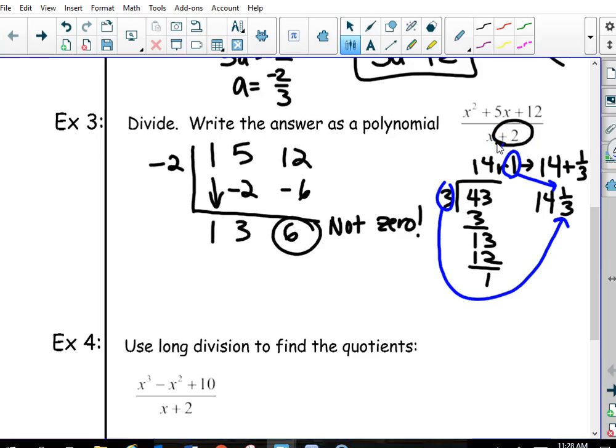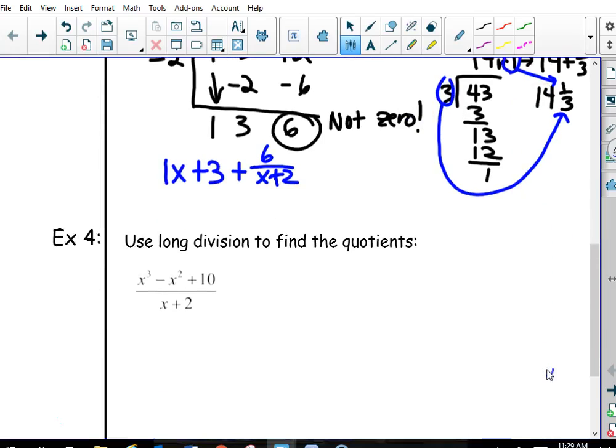Now, our answer is going to be 1 less than the degree of the quadratic in the numerator. So we're going to start out with 1x plus 3. And now we're going to write that remainder, plus 6, and our divisor is x plus 2. That's exactly how you're supposed to enter your answer. They actually give you a place to put that fraction in.